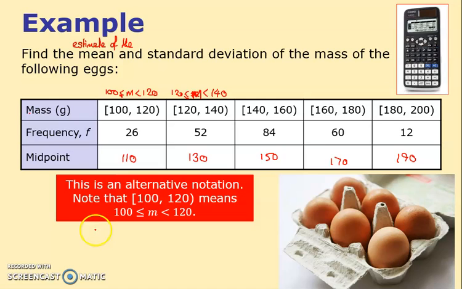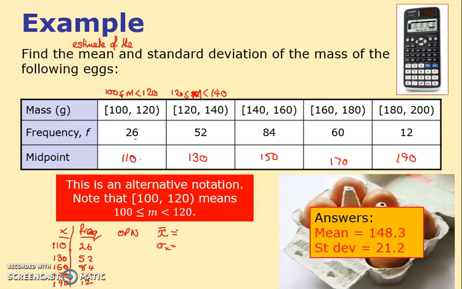But then what I want to do in my calculator, when I put it into my frequency table that I've shown you how to do just now, is put this number 110 as my x, and the 26 is the frequency. Then we go 130, 150, 170, and 190, and then you put the frequencies in: 26, 52, 84, 60, and 12. Then press the option button again and get me the mean and the standard deviation.